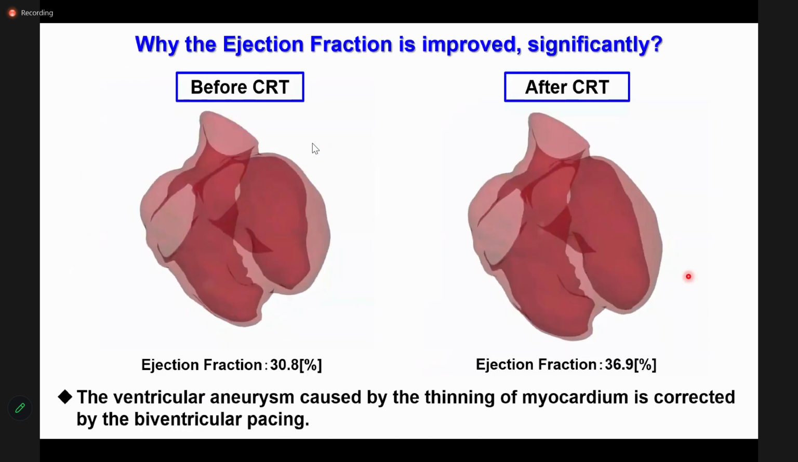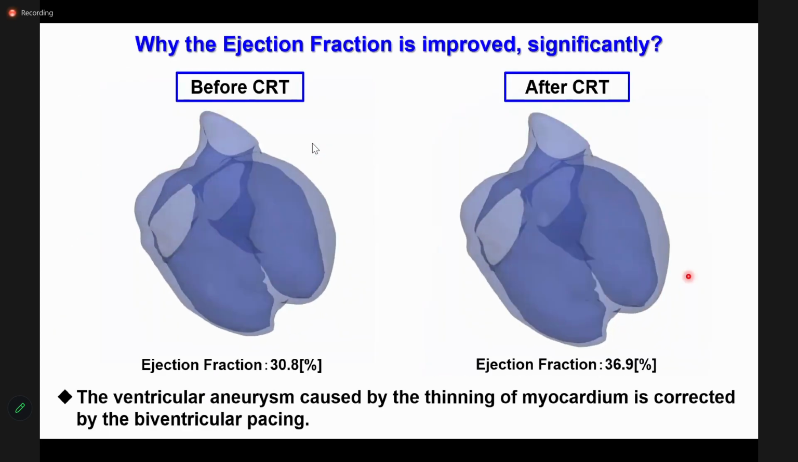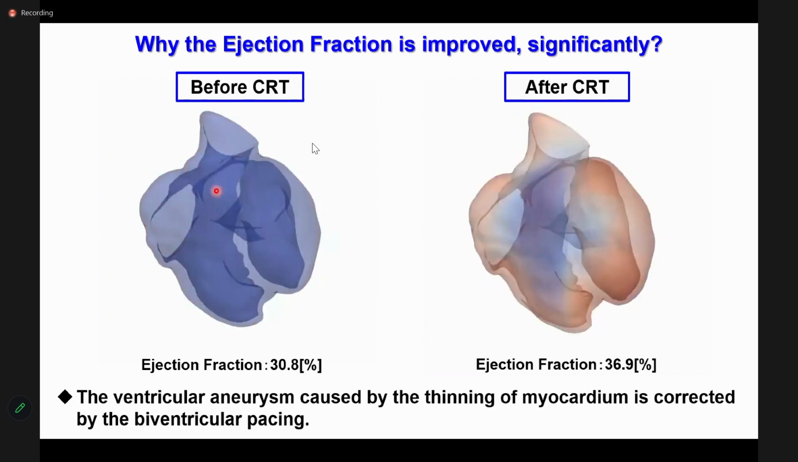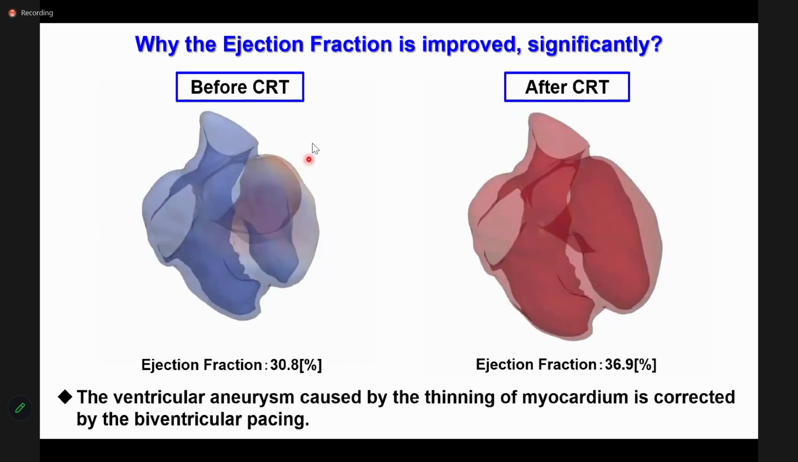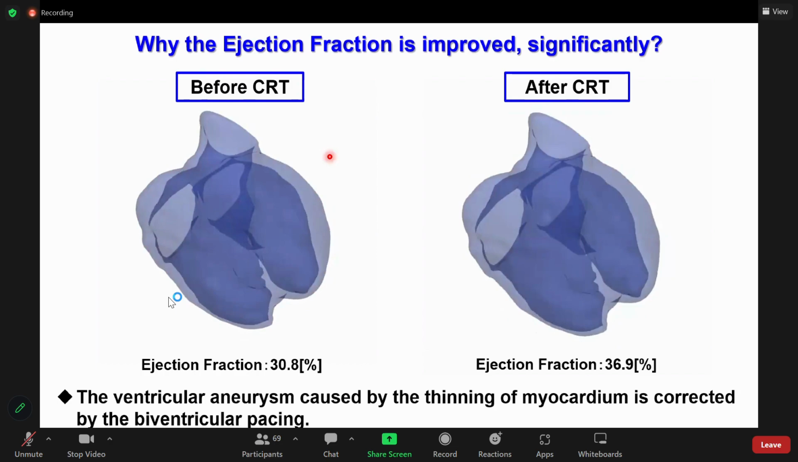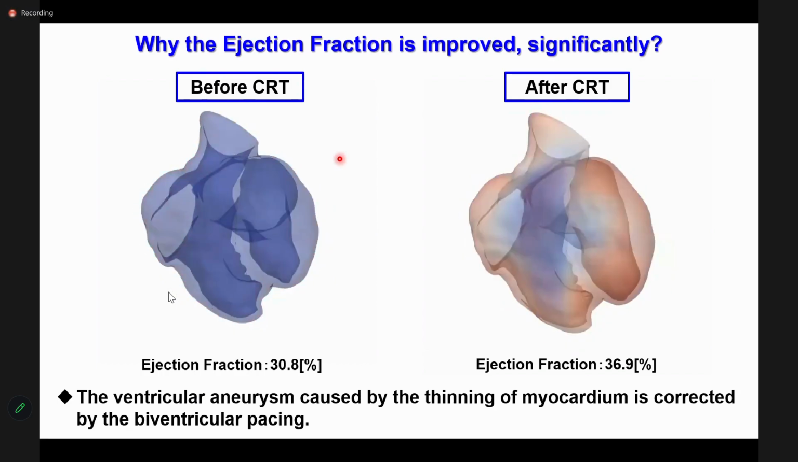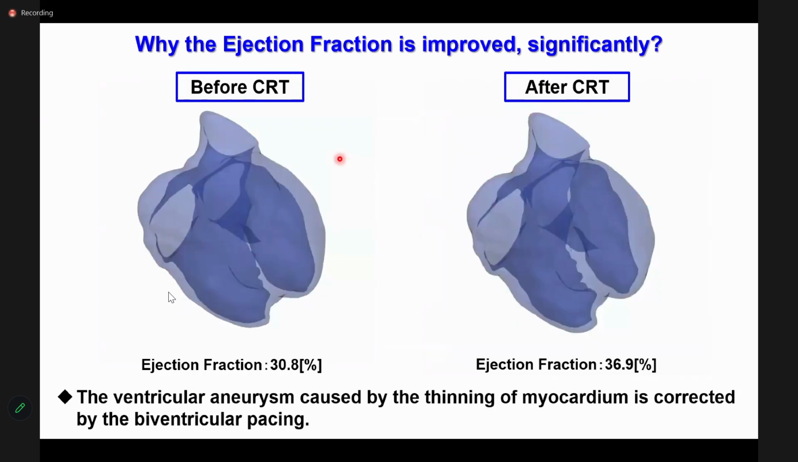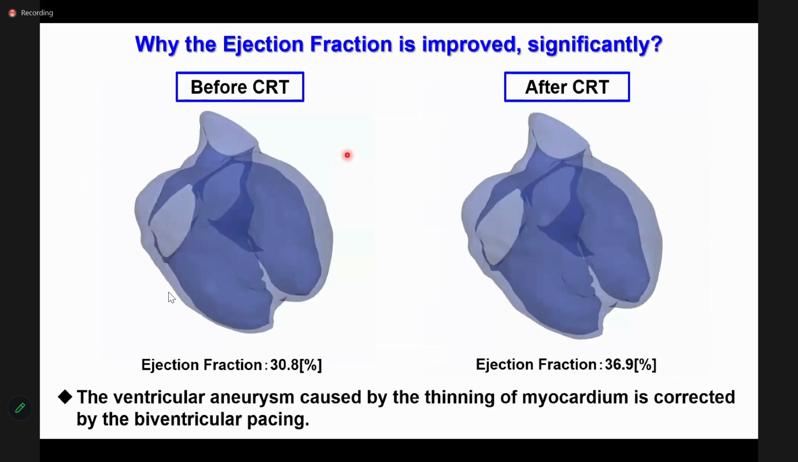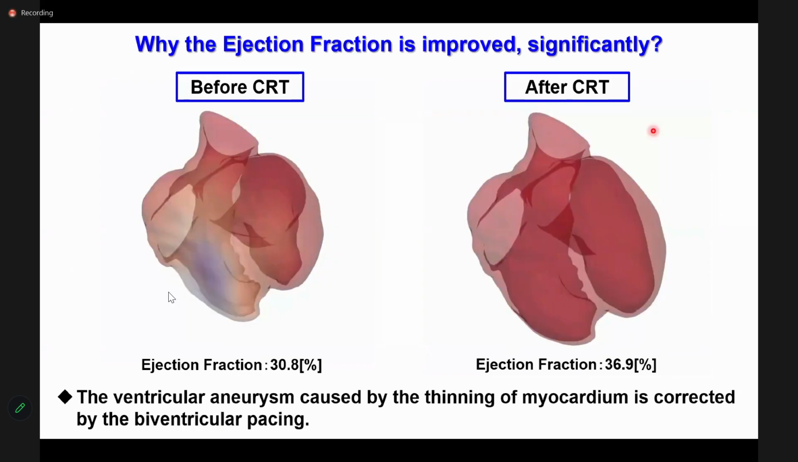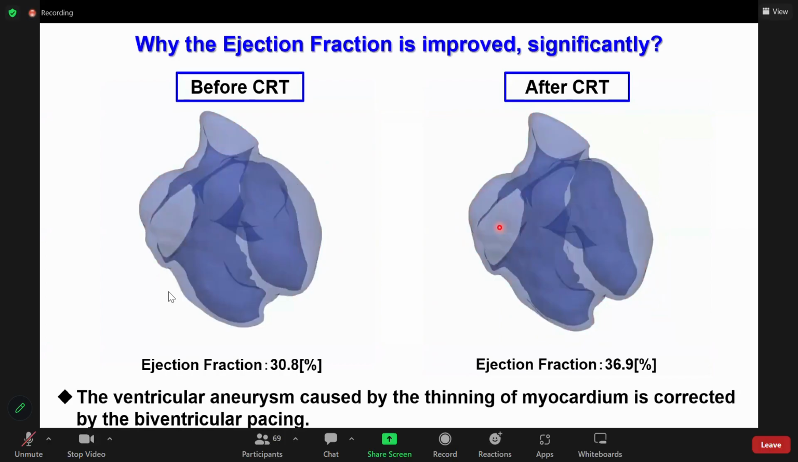Why is the ejection fraction improved significantly in this case? The ventricular aneurysm caused by thinning of myocardium is corrected by the biventricular pacing. This is a ventricular aneurysm corrected by the CRT.